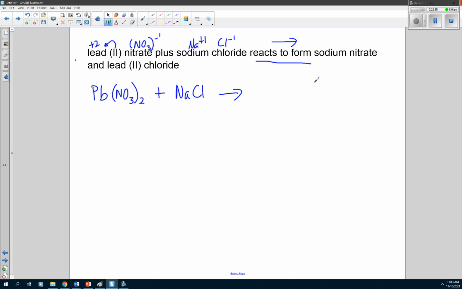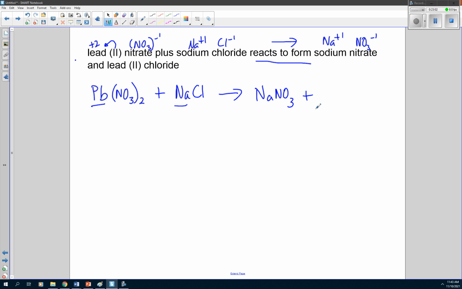You might also notice that this is a double replacement reaction. So what's really happening here is the lead is swapping places with the sodium. So I'm going to make sodium nitrate. Again, sodium does not change its charge. In an ionic compound, it's +1, and nitrate is always NO3 -1. So I only need one of each to offset each other.